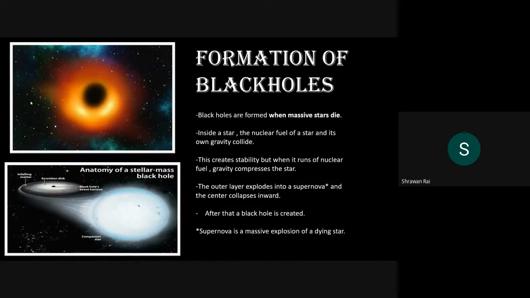Formation of black holes. Black holes are formed when massive stars die. Inside a star, the nuclear fuel of a star and its own gravity collide. This creates stability, but when it runs off nuclear fuel, gravity compresses the star. Then the outer layer of the star explodes into a supernova and the center collapses inward due to its own gravity. After that, a black hole is created.